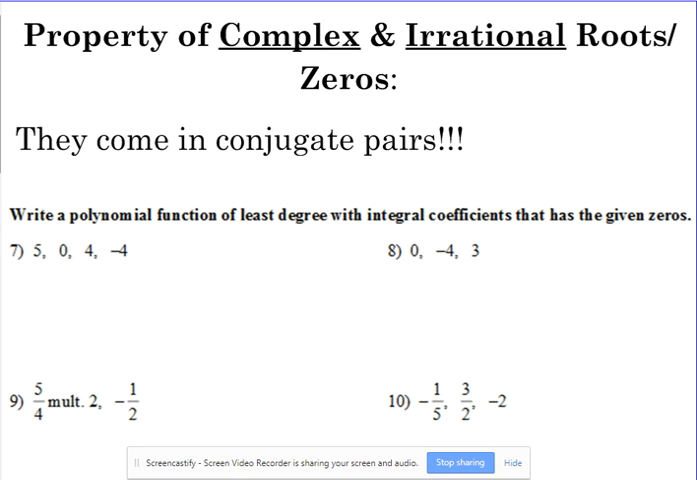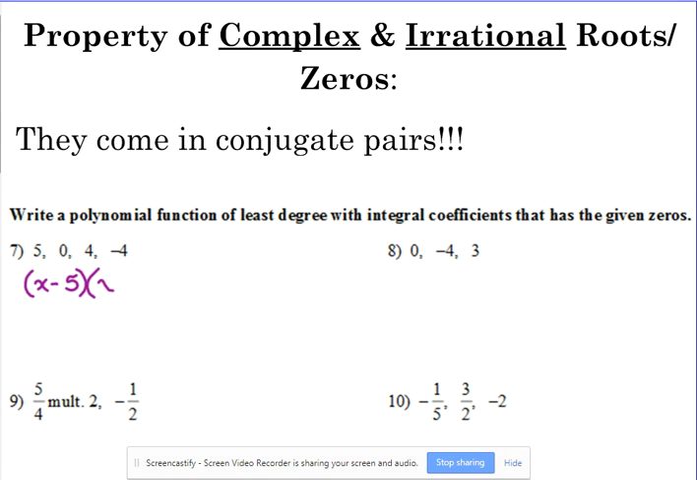So let's see how to do that with number 7. They tell us that 5, 0, 4, and negative 4 are our zeros. So if we go backwards, that means x equals 5. X equals 5 when they give us this answer. So if we go backwards a step, that means the linear factor was x minus 5. We're going backwards. We've got the answer. We're trying to build the polynomial. We started with the polynomial, or the quadratic before, and we got the answer.